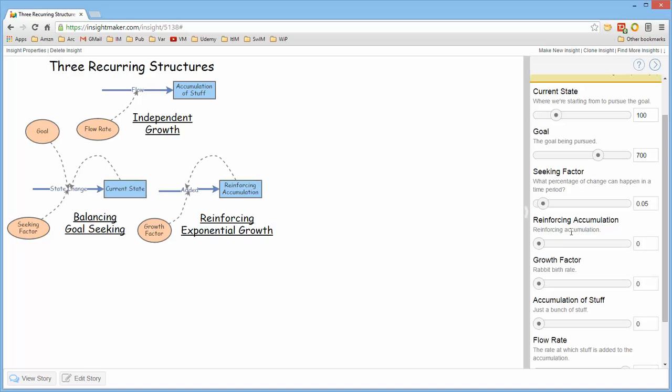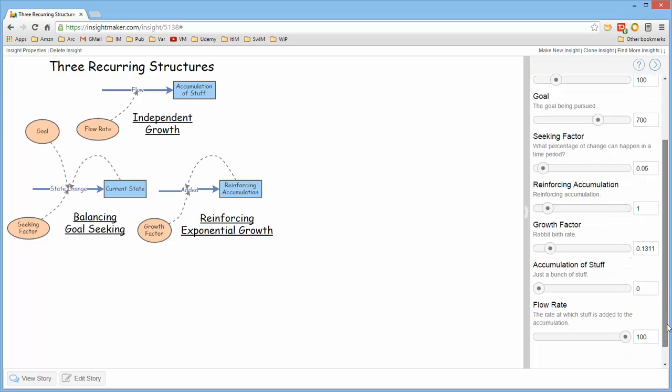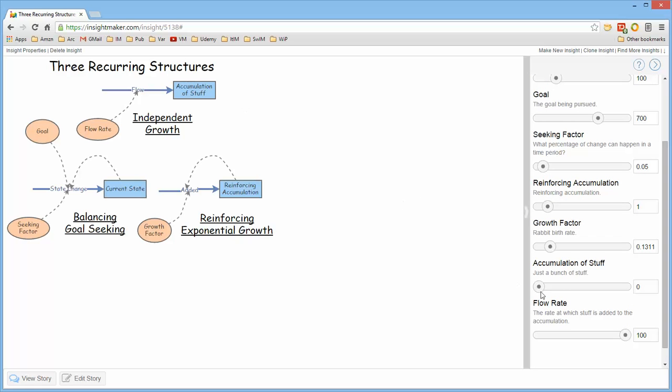And then for the reinforcing accumulation, that's this one. It starts at 1, which is good, and the growth factor is probably something small, not too big. And then the accumulation of stuff in this one up here is typically starting at 0, and you define the flow rate to be something. And then when you run it, be sure you go ahead and open it.